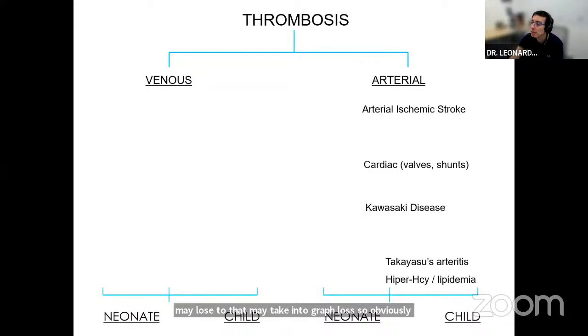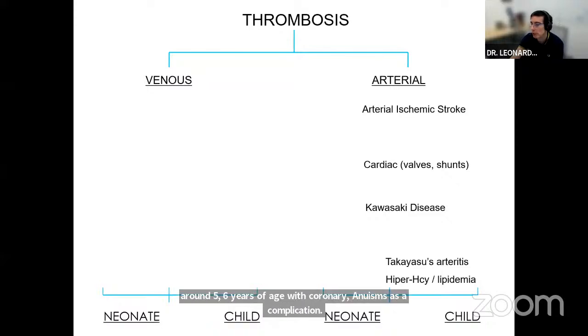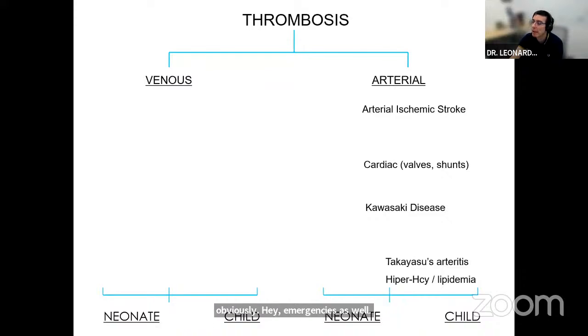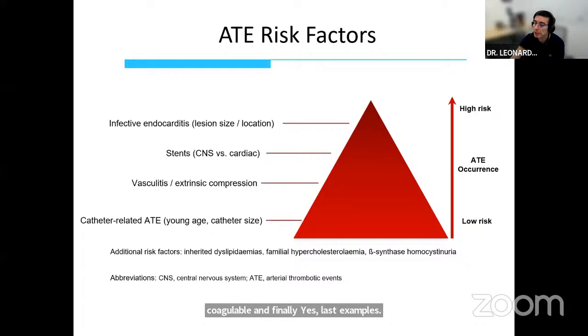And in the older patients, Kawasaki disease, age group around 5-6 years of age, with coronary artery aneurysms as a complication, with occlusion of those leading to myocardial infarction, obviously emergencies as well. Patients that have cardiac or shunt associated with the heart that may occlude, and especially in patients with single ventricle physiology who are very hypercoagulable. And finally, as last examples, I failed to mention endovascular thrombectomy, which is increasing.